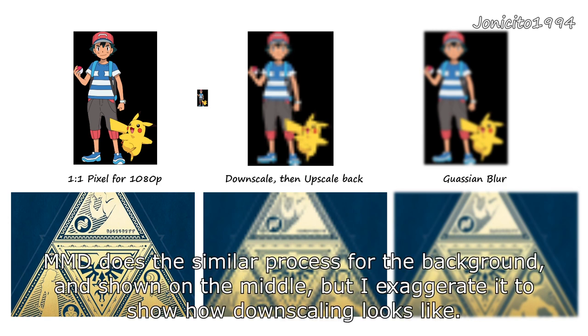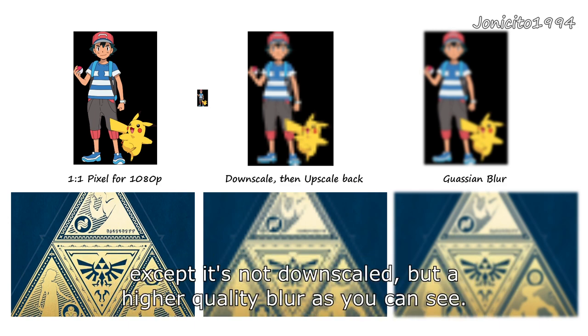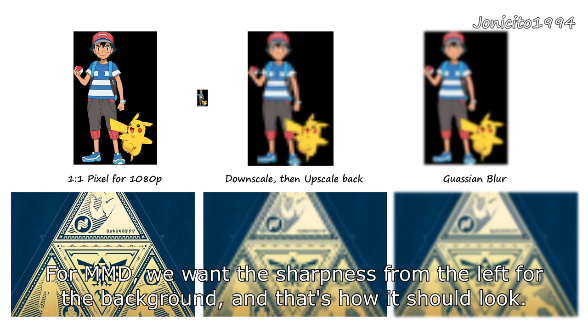MMD does a similar process for a background as shown in the middle, but I exaggerated it to show what downscaling looks like. On the right, I manually blur the image from the normal resolution with Gaussian blur, and it is almost as blurry as the downscaled one, except it's not downscaled, but a higher quality blur as you can see. For MMD, we want the sharpness from the left for a background, and that's how it should look.